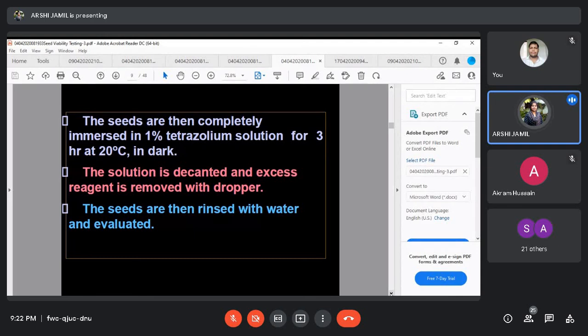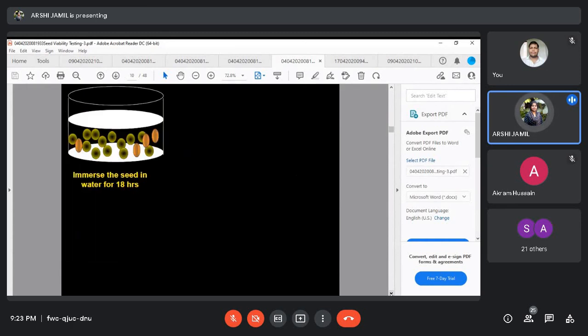Then the seeds are completely immersed in 1% tetrazolium solution for 3 hours at 20 degrees centigrade, and kept in dark. After 3 hours, the solution is decanted and excess reagent is removed with the help of a dropper. Then the seeds are rinsed with water and evaluated.